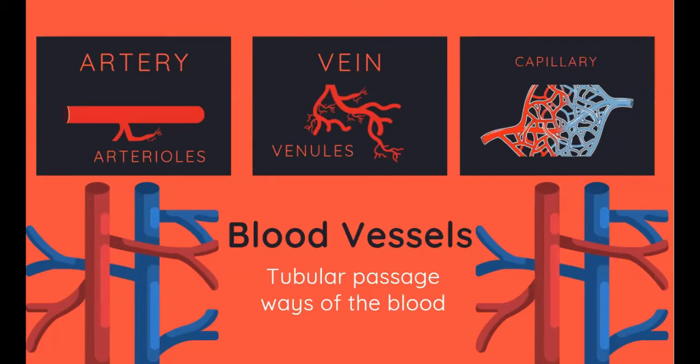Now let's talk about veins. Veins are thin-walled blood vessels that are more elastic than arteries due to the low blood pressure. They have valves to ensure the blood will only flow in one direction. They branch into smaller veins as well, called the venules, that join the capillaries. Most veins carry oxygen-poor blood back to the heart.